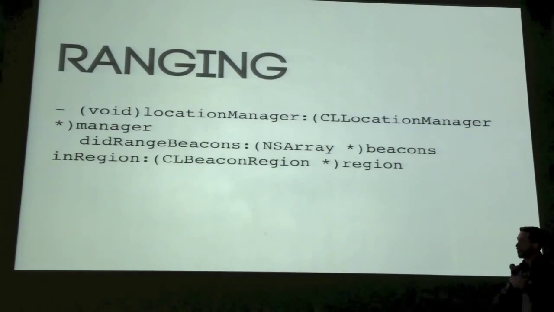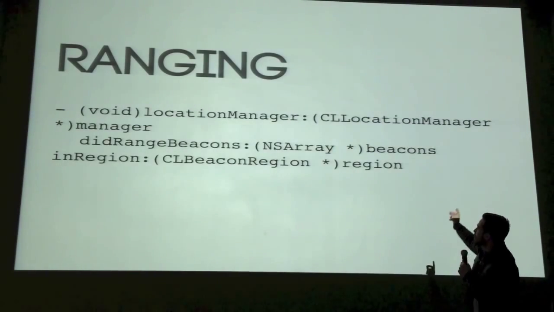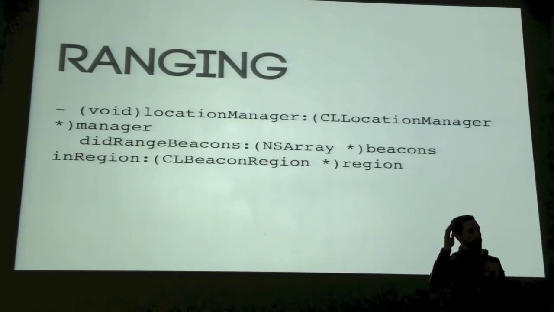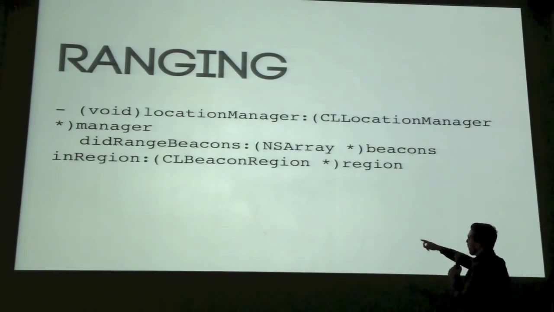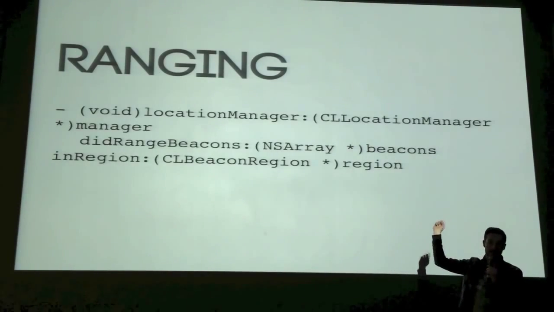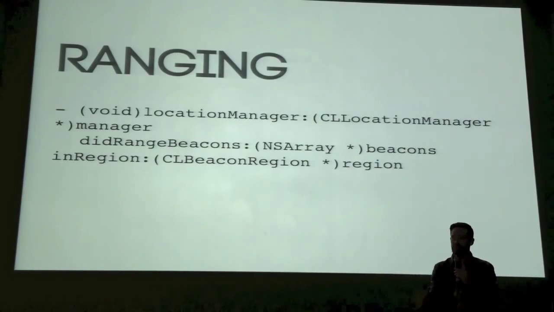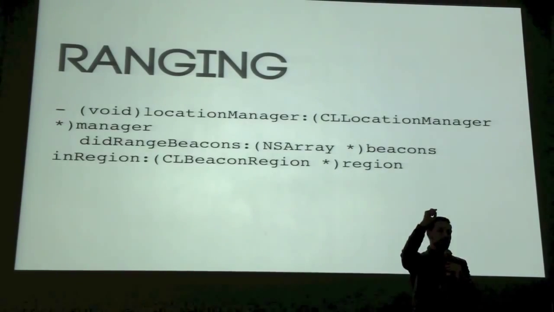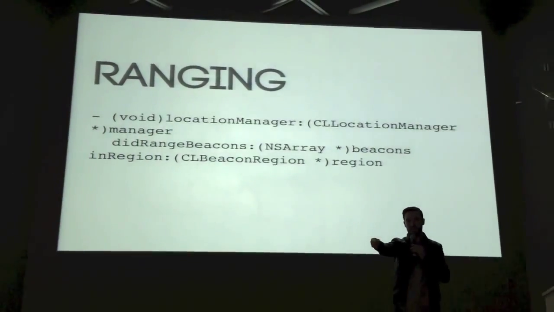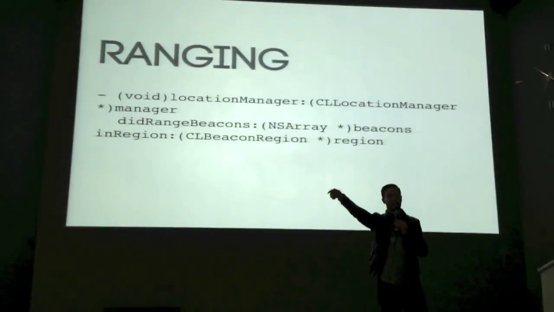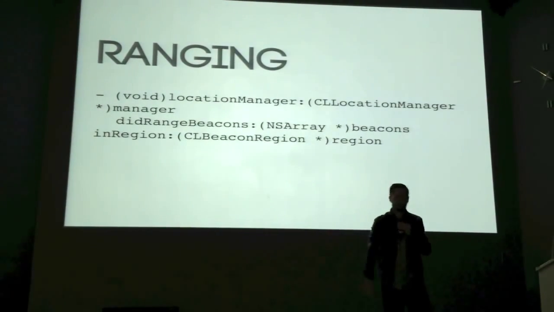So here are the different important methods for ranging. It's called didRangeBeacons. And like I said, this runs once every second. You can see here there's an NSArray, and you're passing in the beacon region that you set up earlier. The way this array works is the app scans for beacons, and the closest beacon is the first one in the array, and the furthest one is the last object in the array.